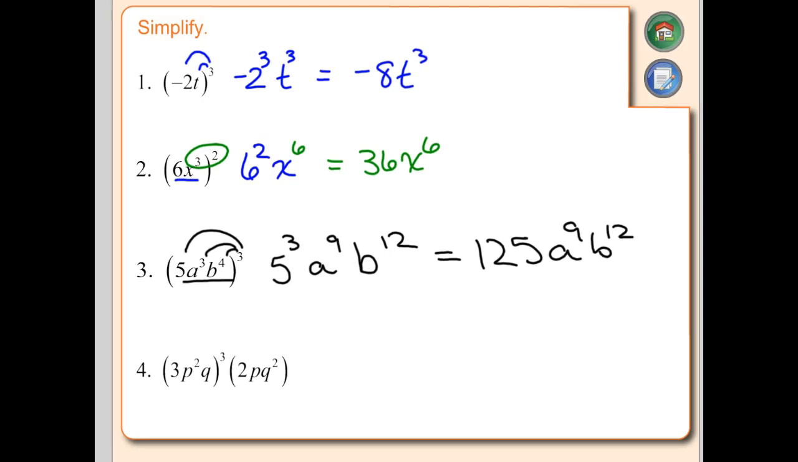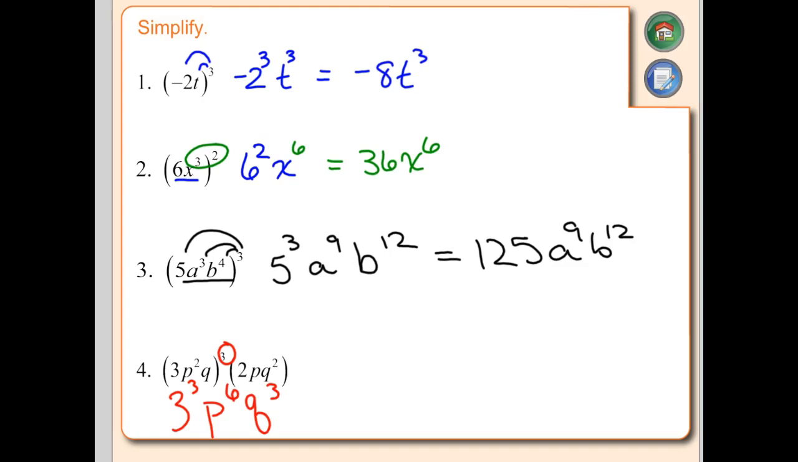Okay, now look very closely at number 4. If you're looking there, and we're talking about simplifying this, did you see it right here? We've got a cube with that first term. So we kind of need to do that first. Remember order of operations, PEMDAS, parentheses, exponents. So we've got to take care of that first. So that's going to give me 3 cubed. And then we've got p to the what? 3 times 2 is 6, q cubed.